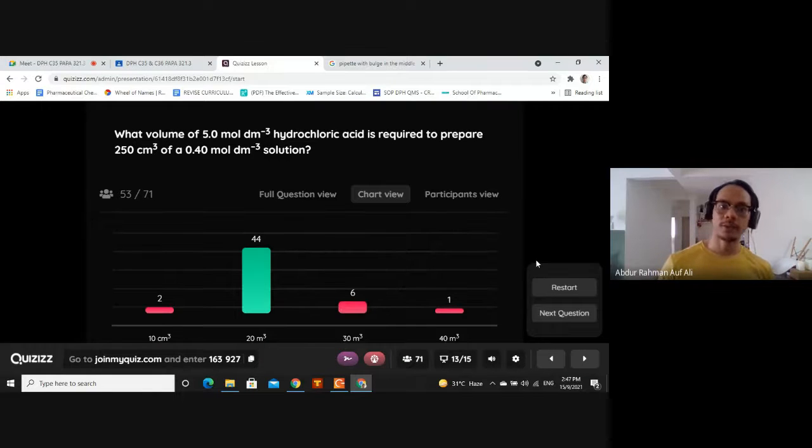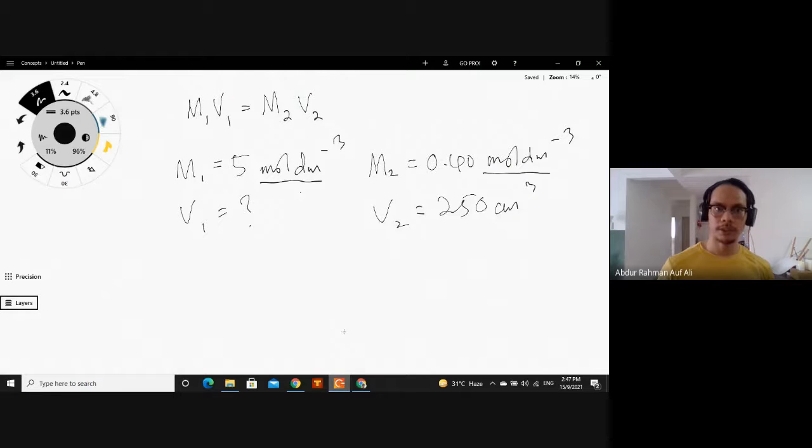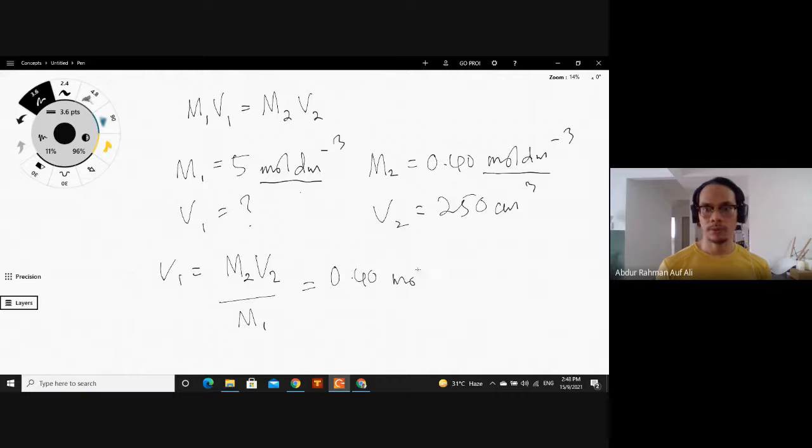Okay, so the answer is 20 cm cubic. Tengok kat sini betul ataupun tidak. Kita nak cari V1. So V1 equals to M2 V2 divided by M1. So M2 is 0.40 mole per dm cubic. So when you buat jalan kerja, always write the unit. Okay, the reason is in the end nanti kamu akan tahu what unit will be left.